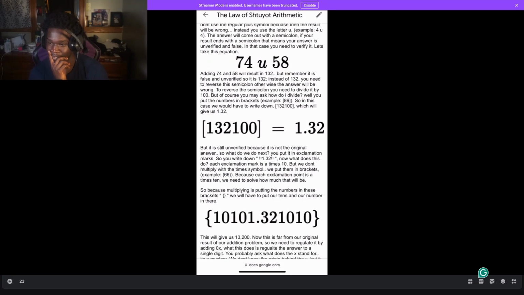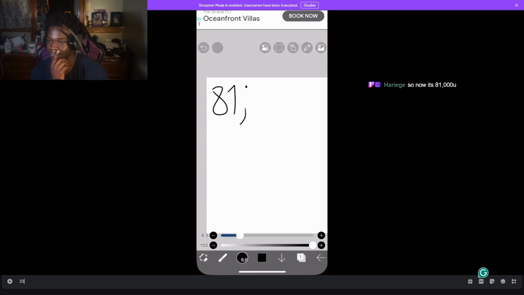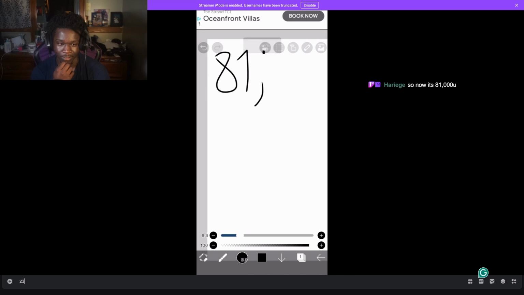Okay. To reverse the semicolon, you need to divide it by 100. That's the first step. So what's 81 divided by 100? It'll be 0.081, right? Why you asking me? I'm asking you, I ain't helping. It's 0.081 because we're dividing it by 100.